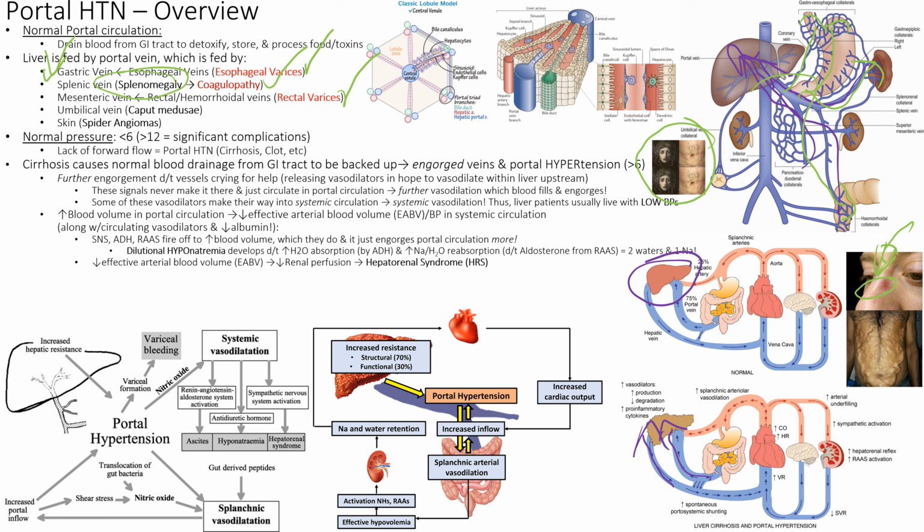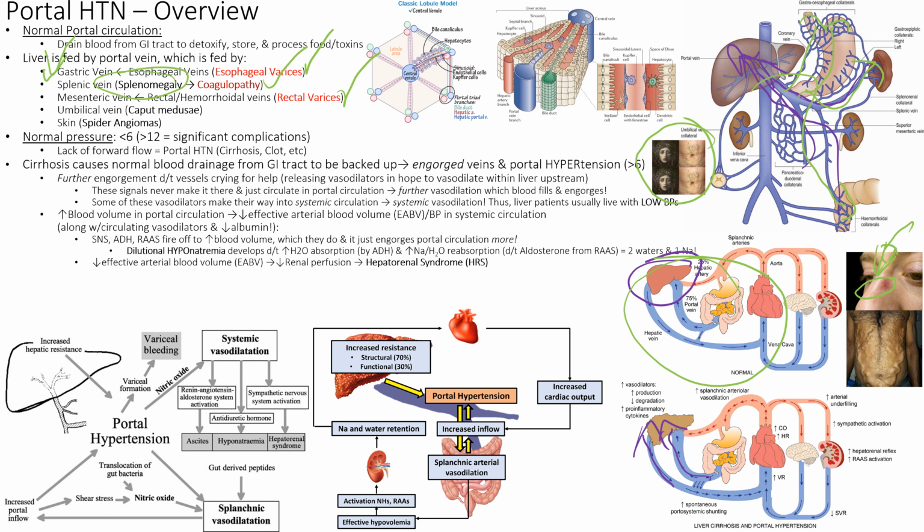Normal pressure inside that system is about 6, right? That's normal central venous pressure. And then when that starts getting higher than 12, you're starting to have complications. The veins are not a high pressure system. They're not designed for high pressure, right? So all that blood flow backs up into the veins, and then we have all this engorgement happening.